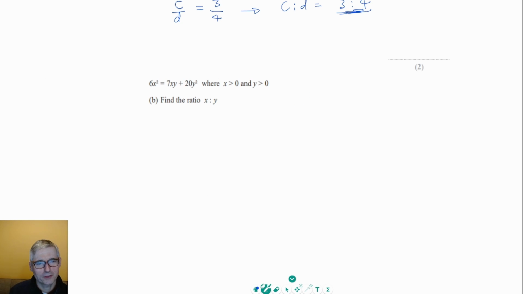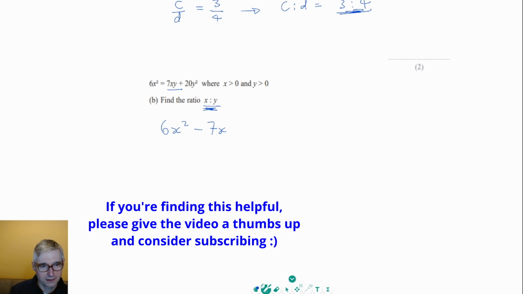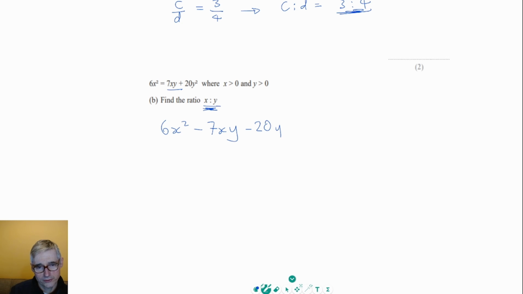This second part is a bit more tricky. It's a quadratic form, but we've still got to find the ratio of x to y. So I'm going to follow the same thing that we would usually do with a quadratic, which is making it equal to 0. So if I do that, I can take the 7xy over to the other side of the equals, and it's going to become negative 7xy. And then I'm going to take the 20y squared over as well, and that's going to become minus 20y squared. And now it's all equal to 0.